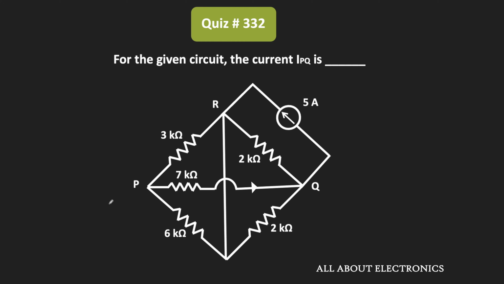So in this question, we have been given this circuit, and for the given circuit, we have been asked to find the current which is flowing through this branch PQ. Now there are many ways to solve this question, but here I am going to solve it in the following way.